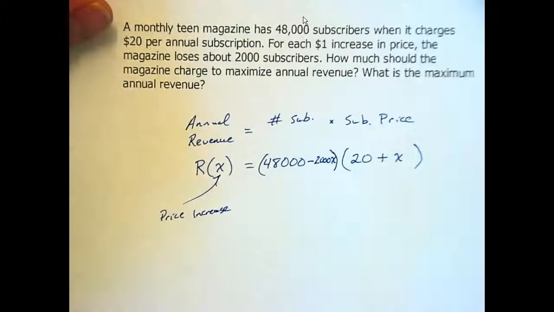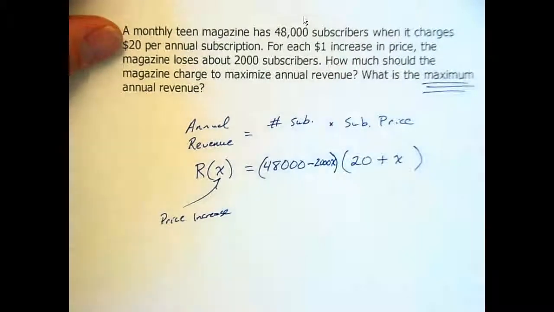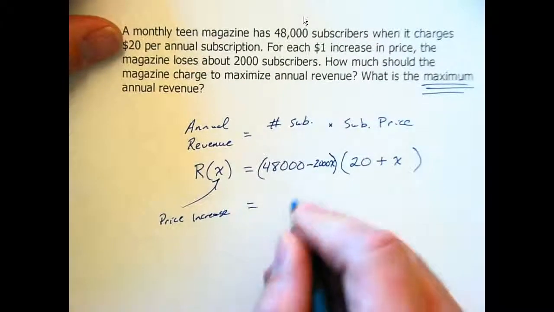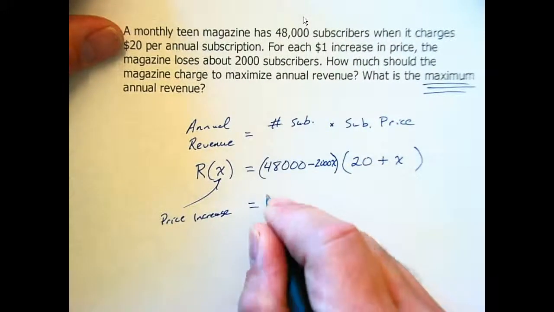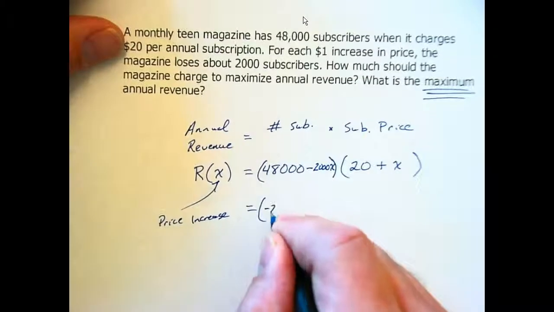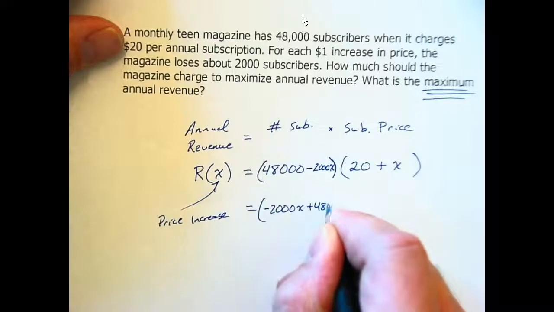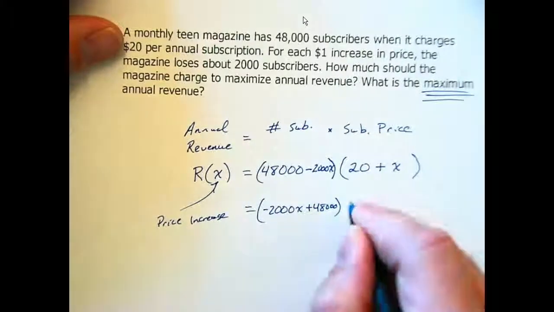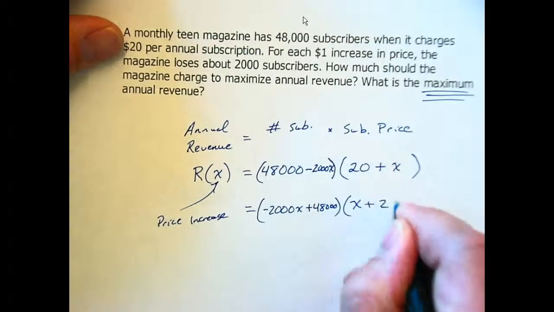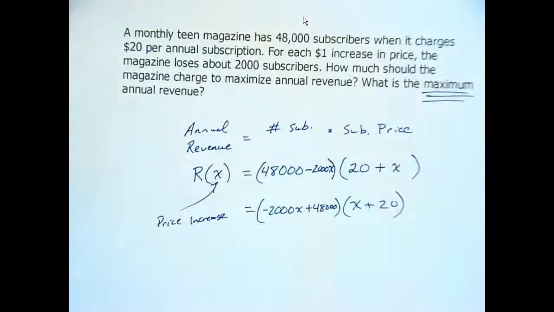Now, that's a good chunk there. It's saying, what is the maximum revenue? Whenever you see maximum, they're talking about a vertex. Okay? So if I start manipulating this, I can move the things around in here. Negative 2,000x plus 48,000, times x plus 20. They're having fun outside there. Okay?